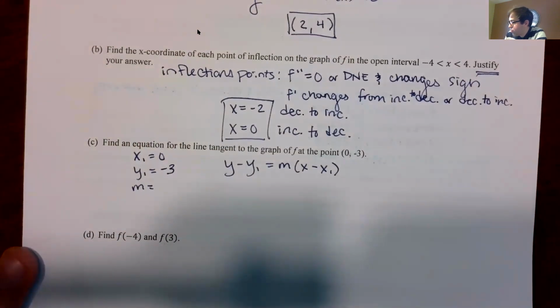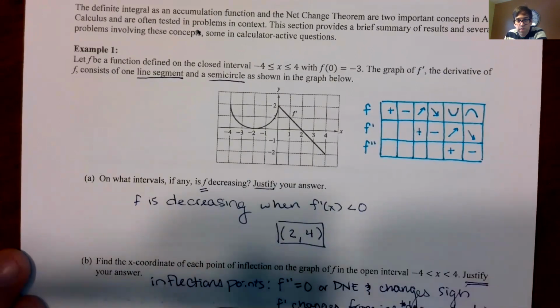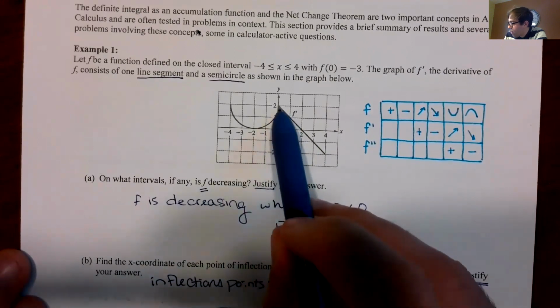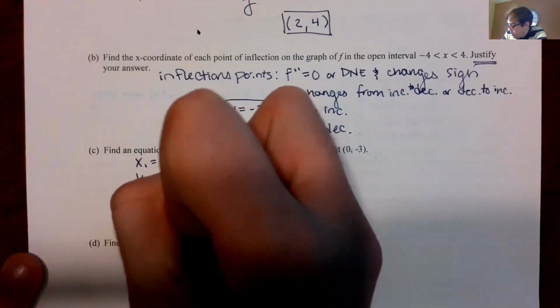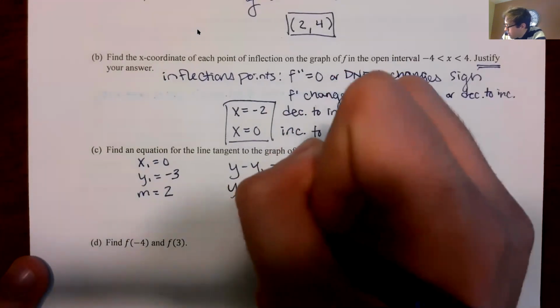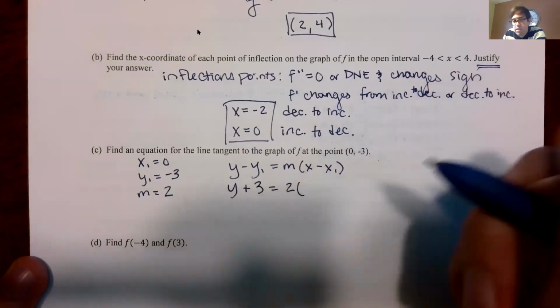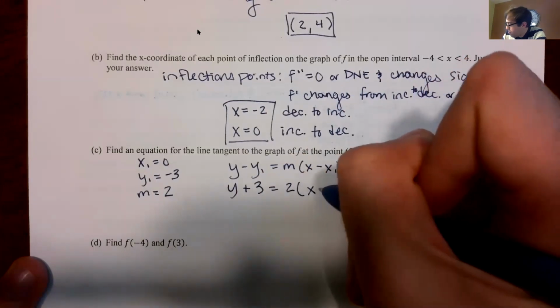The slope is going to come straight from the y value of our first derivative graph. So if we take a look, we're looking at an x value of 0, and our y is at 2, right? So we know that the slope on the original graph is going to be 2. So we can plug in here, we get y plus 3 equals 2 times x minus 0.